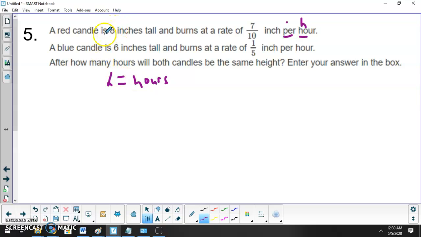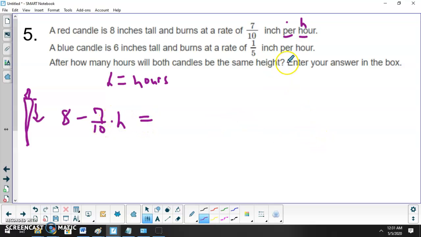Okay, a red candle is 8 inches tall and burns at this rate. So you're starting with 8. The candle is 8 inches tall. So, you think about a candle. Here's the height of a candle. It's 8 inches tall. We're starting here. And it's burning. If the candle's burning, it's shrinking. So it's going down. So in essence, you are subtracting. You're subtracting how much it loses per hour times the number of hours. So 7/10 times h.